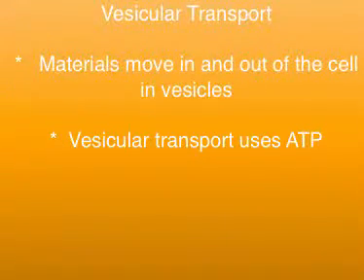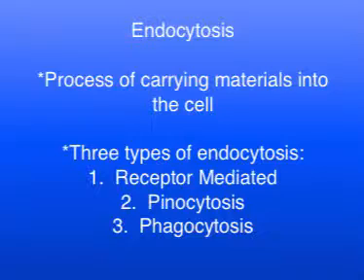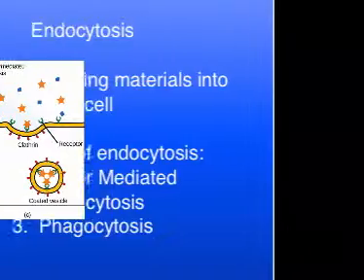Another type of active transport is vesicular transport. In this type of transport, materials move in or out of the cell in vesicles. Vesicular transport uses ATP. When vesicles carry materials into the cell, it's called endocytosis. There are 3 types of endocytosis: receptor-mediated, pinocytosis, and phagocytosis.